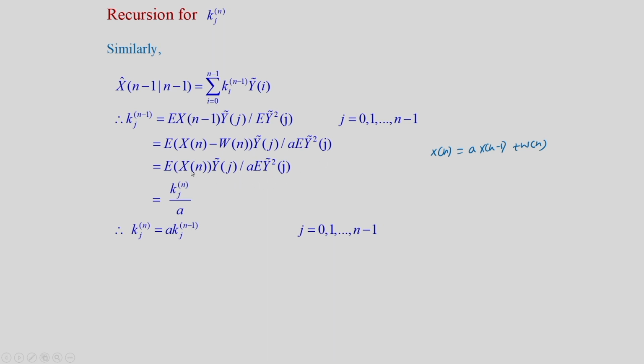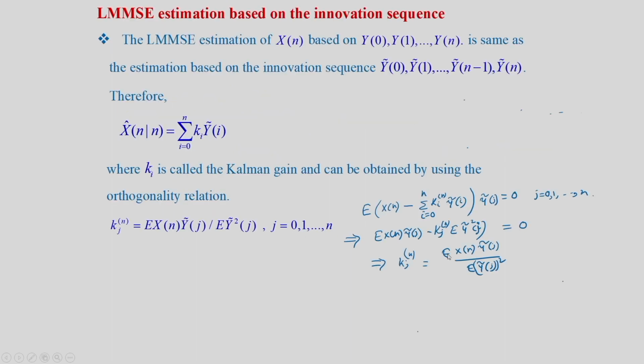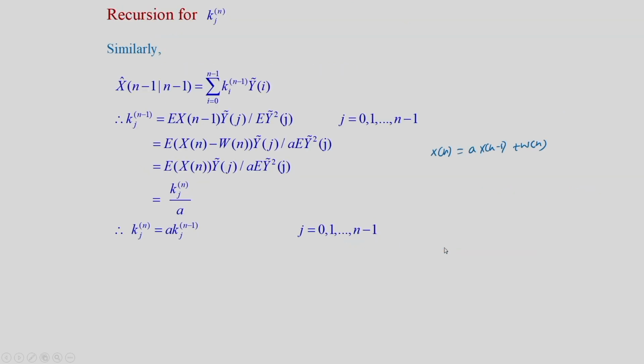Now, we know that E of xn into y tilde j divided by E of y tilde j square is kj n, that we derived here. So, that way kj n will be equal to a times kj n minus 1 for j equal to 0 up to n minus 1. So, this is the relationship between the Kalman gain at different instants.